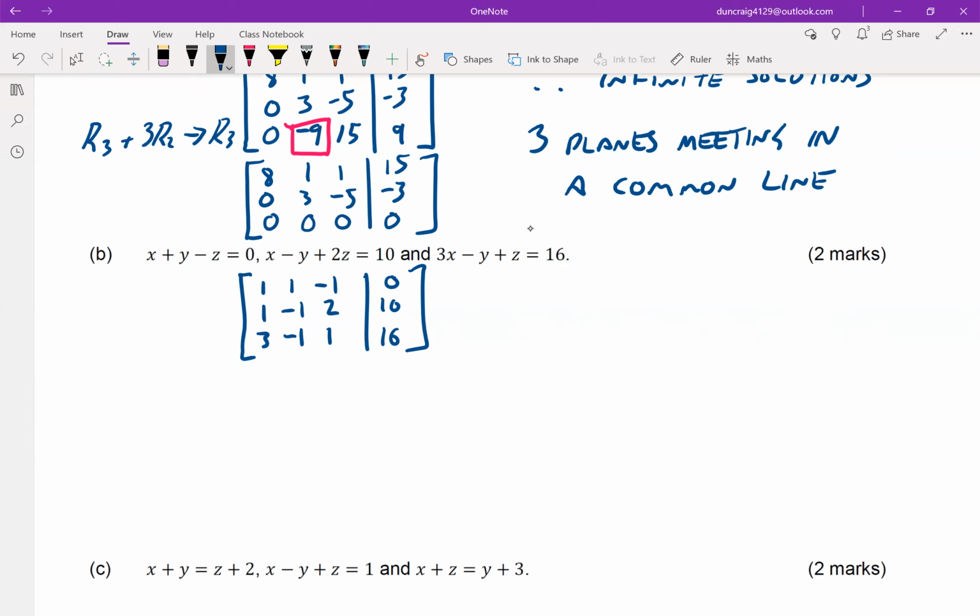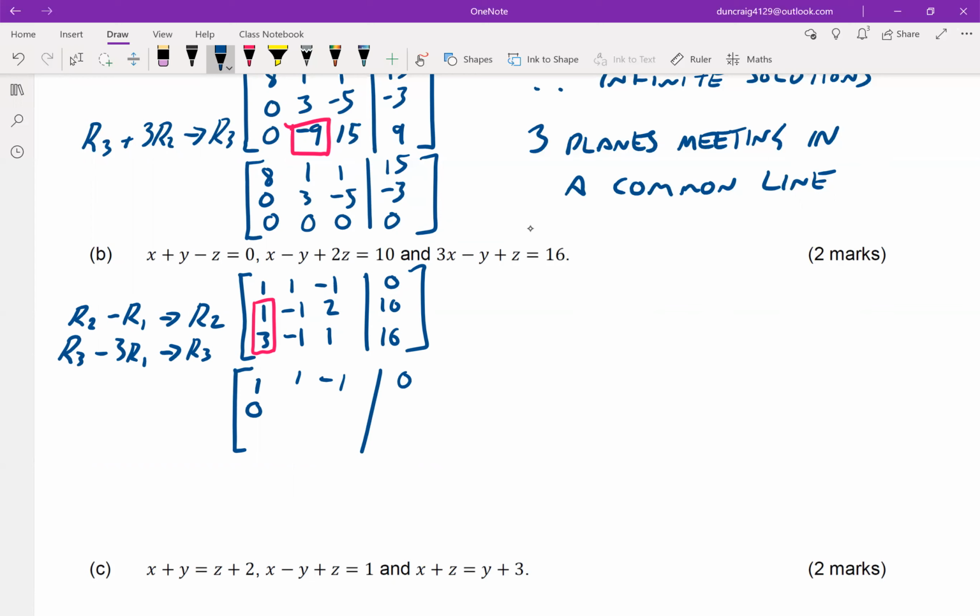So let's go ahead and row reduce. And first of all, I want to make those two zeros. So I'm going to say R2, take R1 and put it into R2. I'm going to take R3 and take 3 lots of R1 and put it back into R3. So what's that going to give us? Well, 1, 1, -1, and 0.